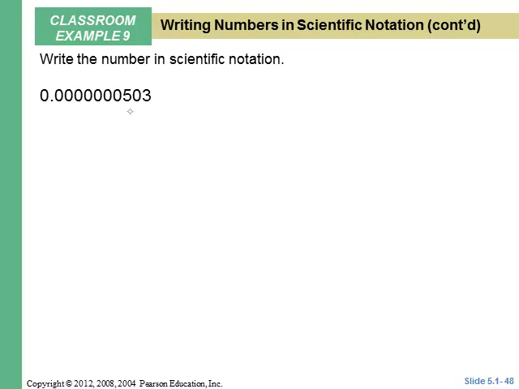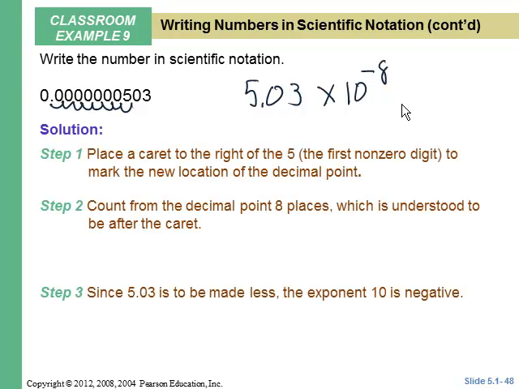Okay, this one, 5.03, but we're going to go backwards. 1, 2, 3, 4, 5, 6, 7, 8 times 10 to the negative 8. If it gets closer to 0, between 1 and 0, then it's going to be a negative exponent.